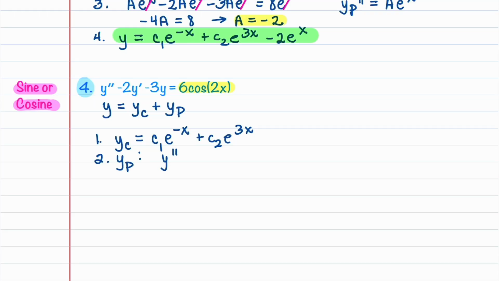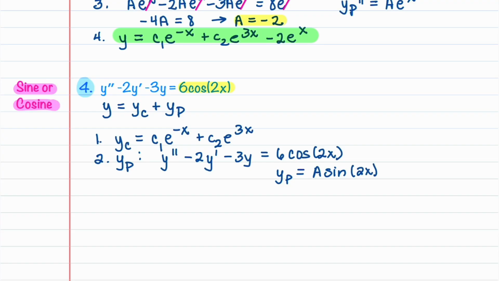We're going to be working with a non-homogeneous equation y double prime minus 2y prime minus 3y is equal to 6 cosine 2x. Because our right-hand side is a cosine or a sine function, our particular solution, y sub p, is going to look like this. It's going to be a times sine, using the same angle that's on the right-hand side, plus b cosine 2x. So if you have a sine or a cosine, your particular solution is going to have a sine and a cosine in it.